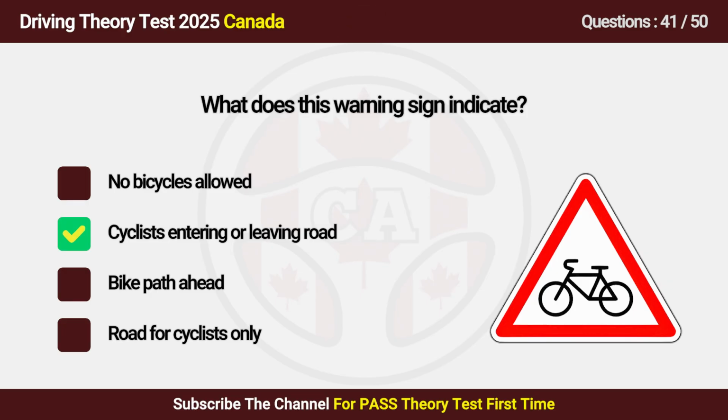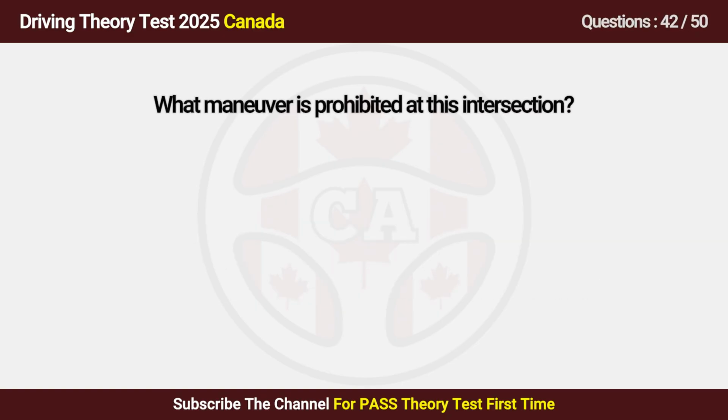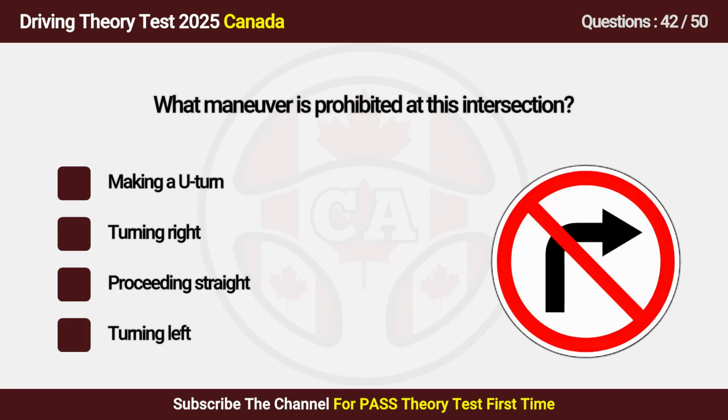Answer is B. Cyclists entering or leaving road. This warning sign alerts drivers to an area where cyclists may be frequently entering or leaving the roadway. Drivers should be cautious and prepared to share the road safely.